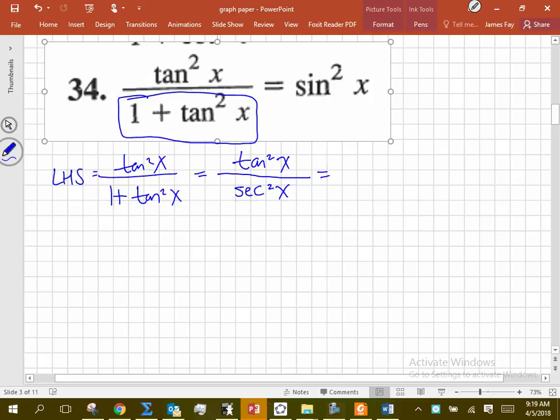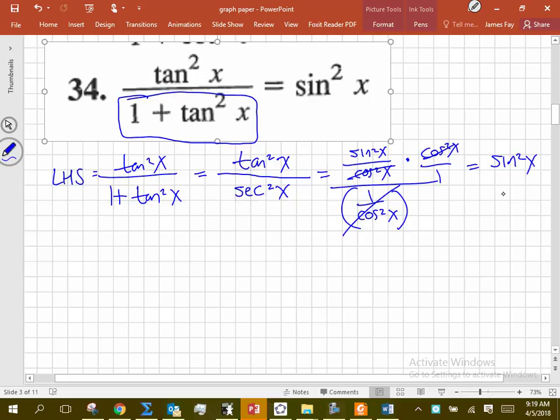So at this stage, this is probably where it makes most sense to start changing things to sine and cosine. So the numerator is sine squared x over cosine squared x. And the denominator is 1 over cosine squared x, right? Can I multiply by that reciprocal? And what's going to happen with my cosine squares? Cancel, cancel. Gives me sine squared on top, gives me 1 on the bottom. So that equates then to our right-hand side.